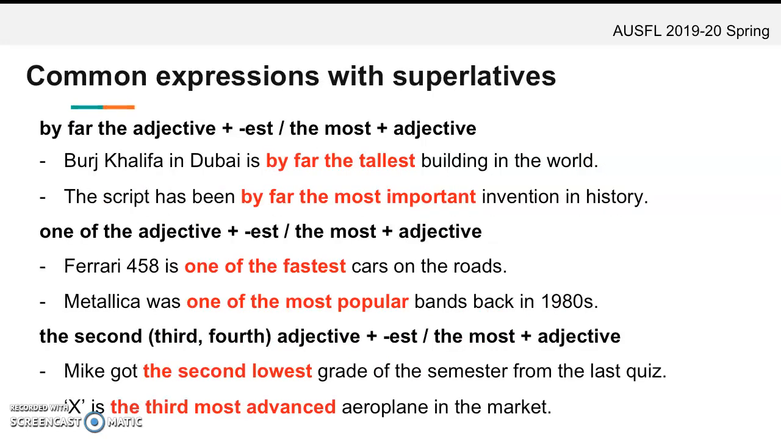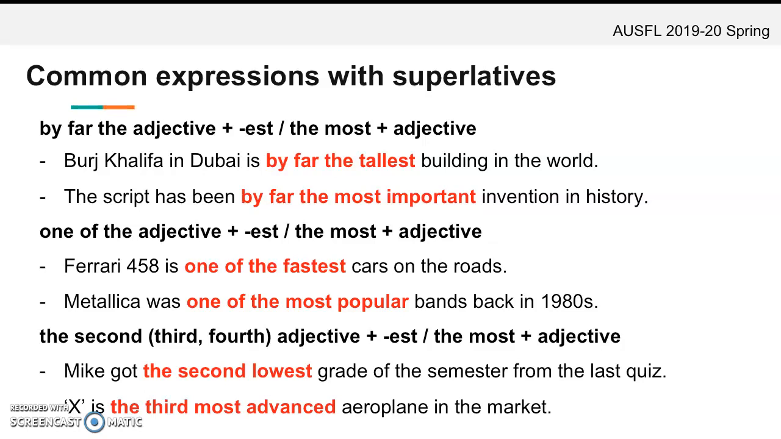This slide shows some common expressions with superlatives. Here, I'd like to remind you that you can find them listed in the language bank on page 136 in Speak Out Intermediate Student Book as well.